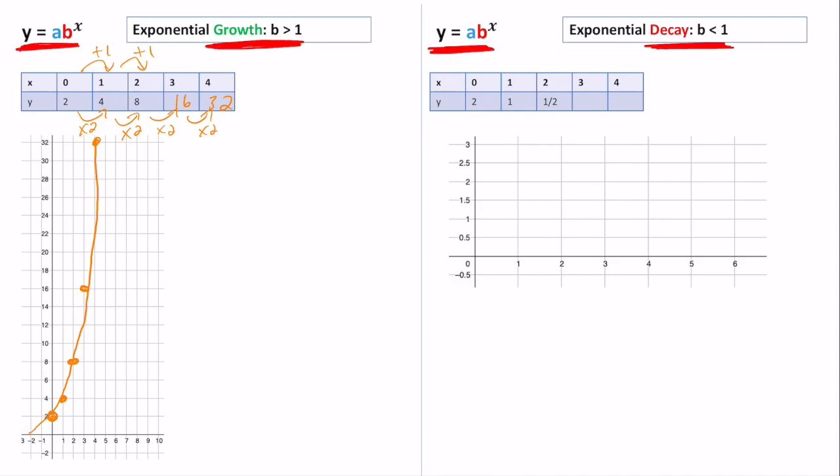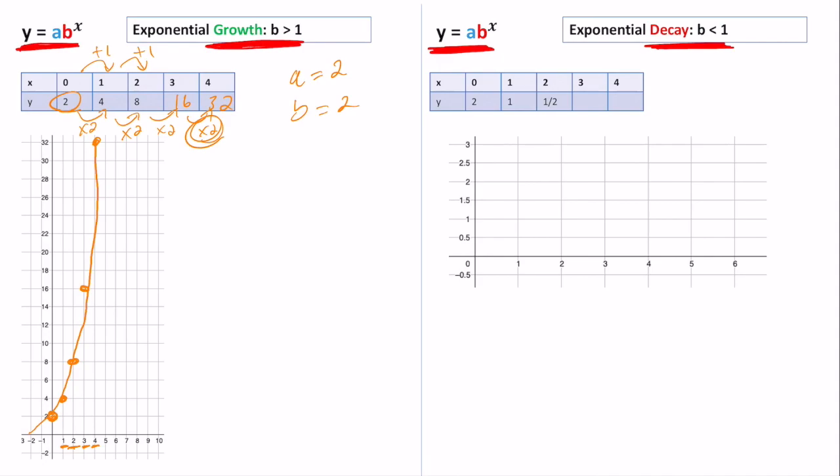That was B, right? So in this case, let's just write out the things. A was 2 because we were starting there. But B was also 2. B is the number we're multiplying by. And then x is just however many times you multiply it by, right? So this was after we multiplied it by 2 once, twice, 3 times, 4 times, and it's just going to keep getting bigger and bigger.